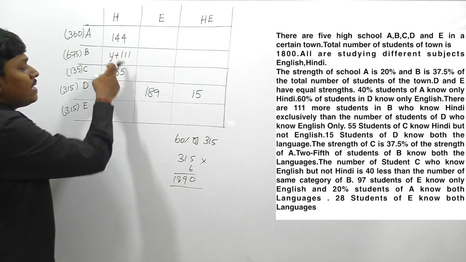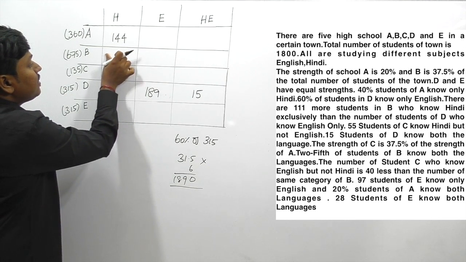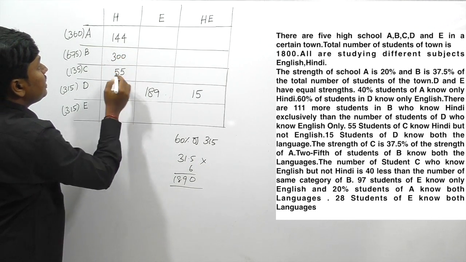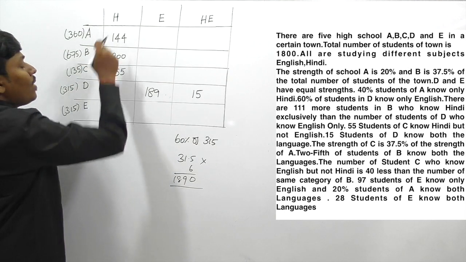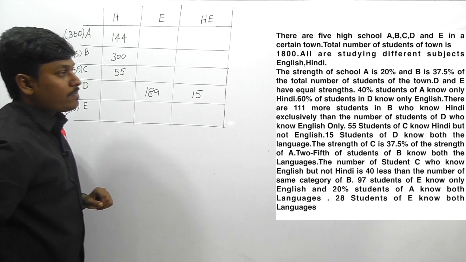And we know that there are 111 more to compare with this 189. So 189 plus 111, the resultant will be 300. So I can say that 300 students from town B are studying only Hindi, right? Okay, friends. Let me move on to the next point.